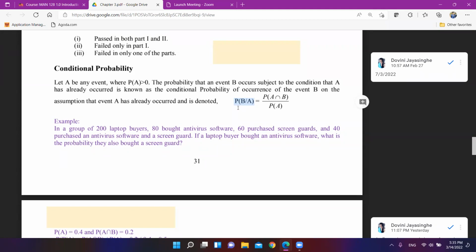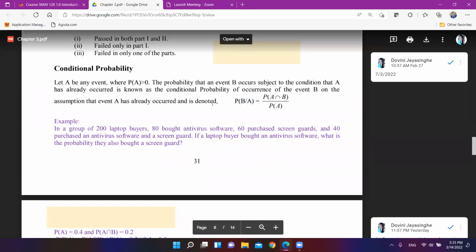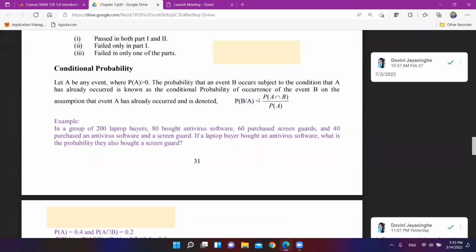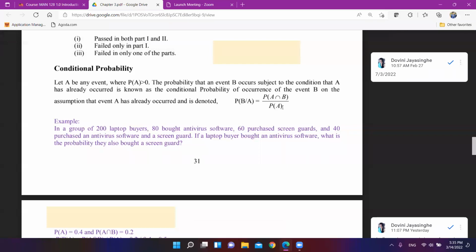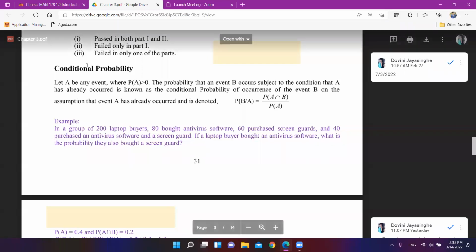So how do you compute this? You divide the probability of the intersection of these two events by the probability of the given event, that is A, the event which has already happened. This is going to be highly useful throughout this course, even after this. A සිද්ධ වෙලා තියෙන වෙලාවට B සිද්ධ වෙන්න පුළුවන් probability එක. That is the meaning of conditional probability.